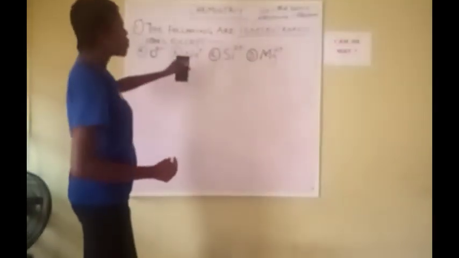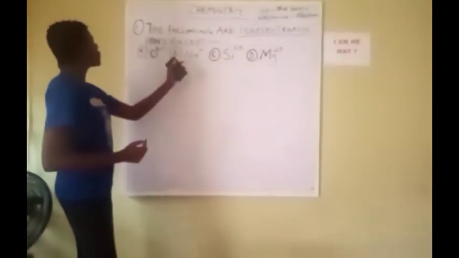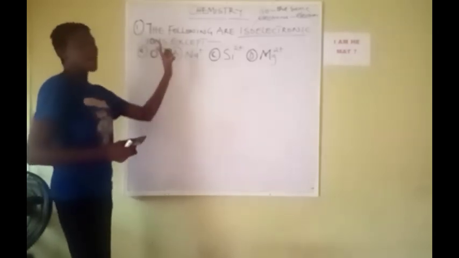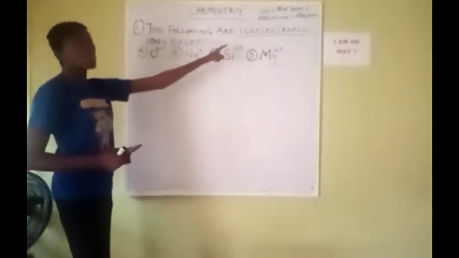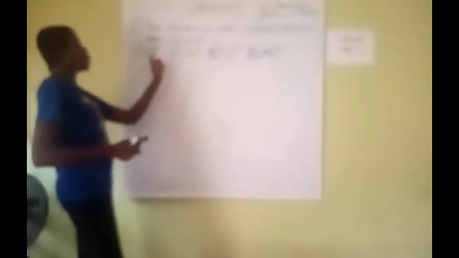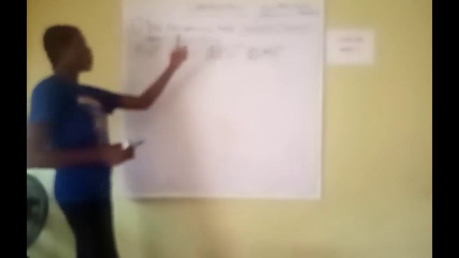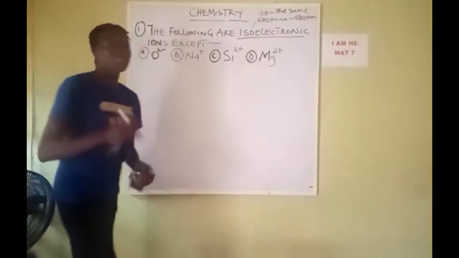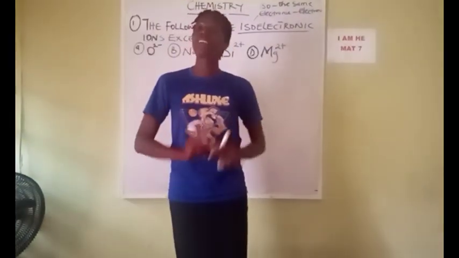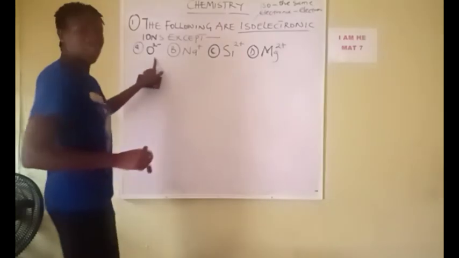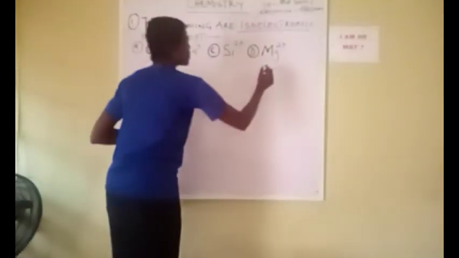So we are asked now to look for the ions that do not have the same number of electrons in this option here. So we have A, O 2 minus, B, Na plus, C, Si 2 plus, D, Mg 2 plus. Now the first thing you should understand is this. The first 20 elements and their chemical symbols will help you a lot. So this one here, O, stands for what? Oxygen. Let me write it out.